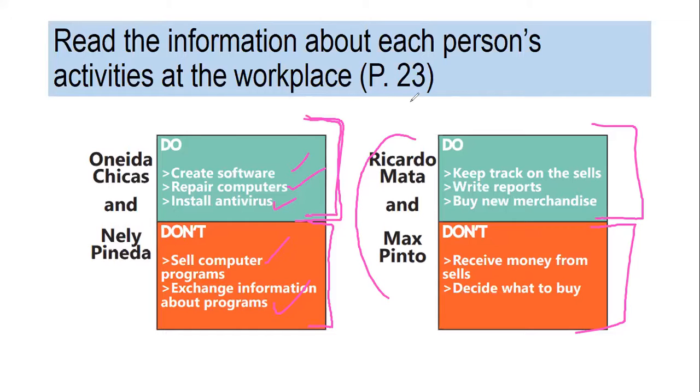¿Cuál es, cuál es? Ricardo Mata y Max. Ricardo Mata and Max don't receive money from sales. Sí. And Ricardo and Max don't decide what to buy. What to buy. Okay, very good. Ahora sí, eso puede ir. Okay, bye bye.